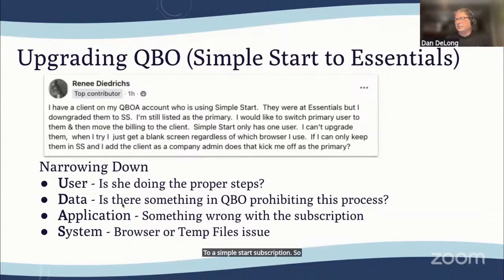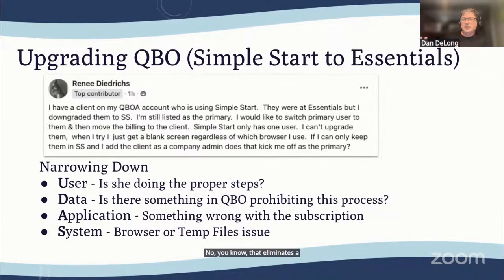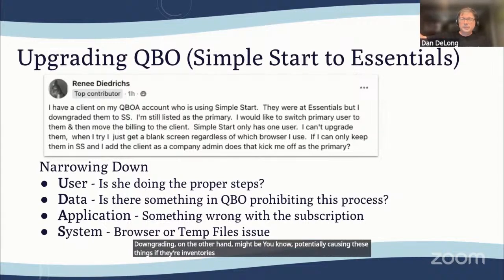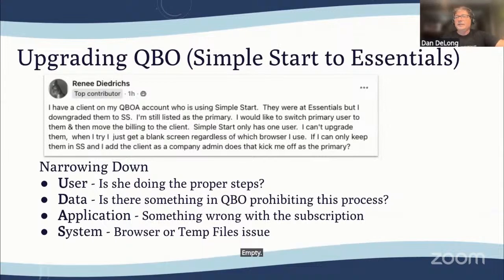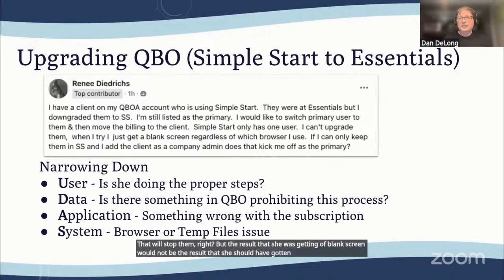So data, right? Is there something in QuickBooks Online prohibiting this process? No, that eliminates a lot of problems in this particular situation. Downgrading, on the other hand, might be potentially causing these things. If their inventory is turned on, they're on Plus, and they want to downgrade to anything lower than that, that will stop them, right? But the result that she was getting, a blank screen, would not be the result that she should have gotten if there was something in the data, right?